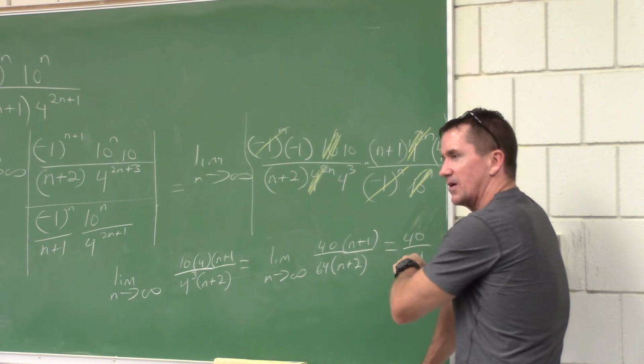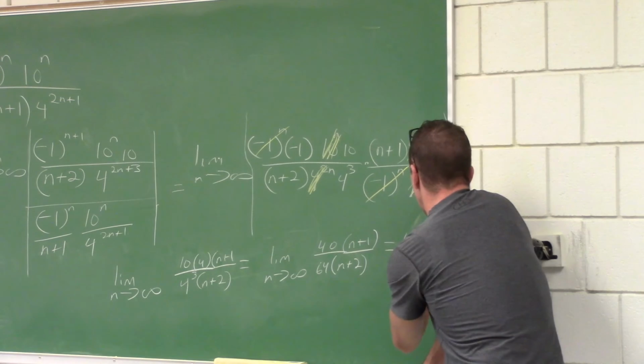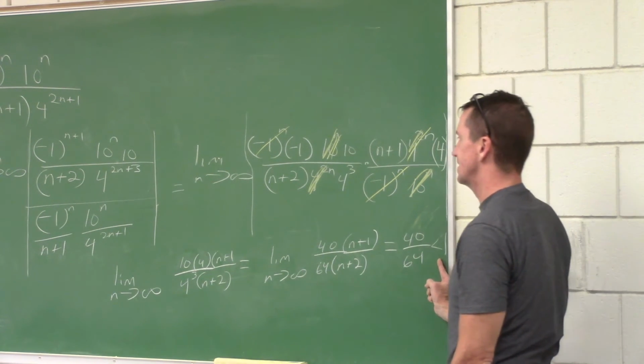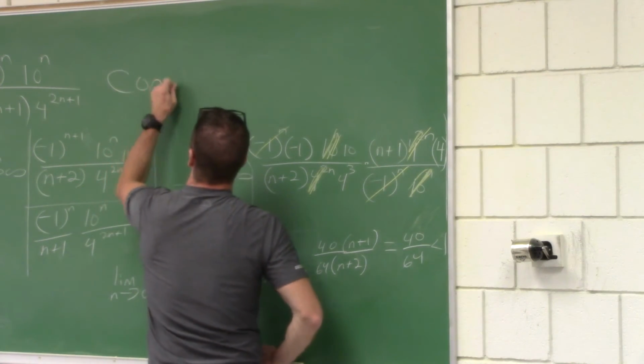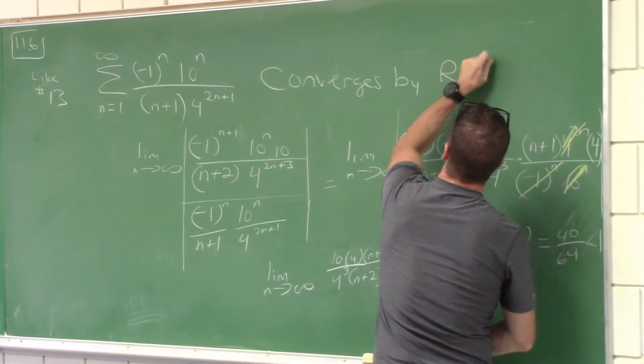Is this greater than 1 or less than 1? Less than 1. 40 over 64 is less than 1. This converges by what? RT.